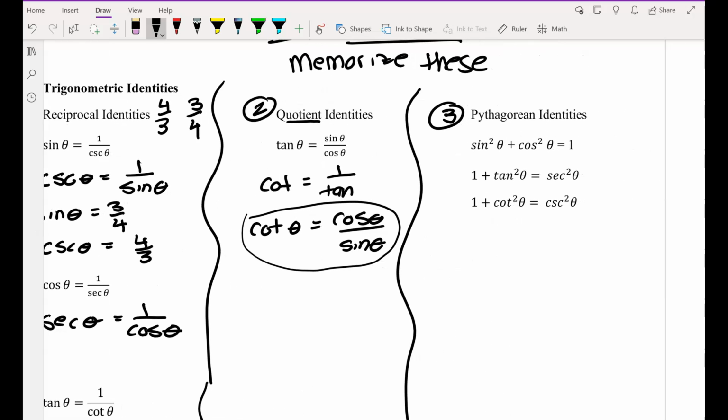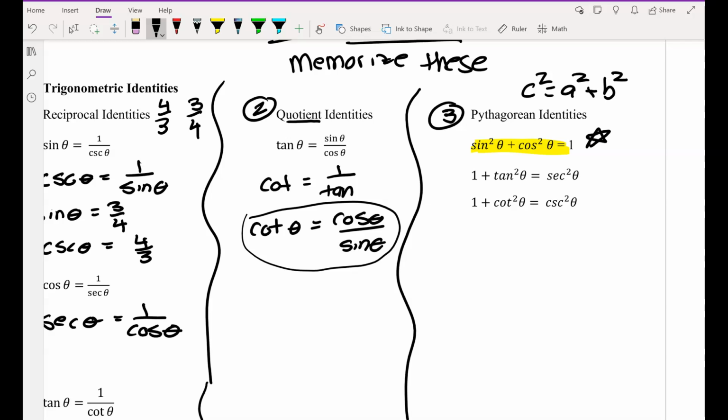Our last one is the Pythagorean identities, and there's 3 of these. These actually come from the Pythagorean theorem. So if you remember, c squared equals a squared plus b squared. From this, you can actually derive the first one, sine squared theta plus cosine squared theta equals 1. And this one is probably the one that I use the most. The second one is 1 plus tangent squared theta equals secant squared theta. And the last one is 1 plus cotangent squared theta equals cosecant squared theta.